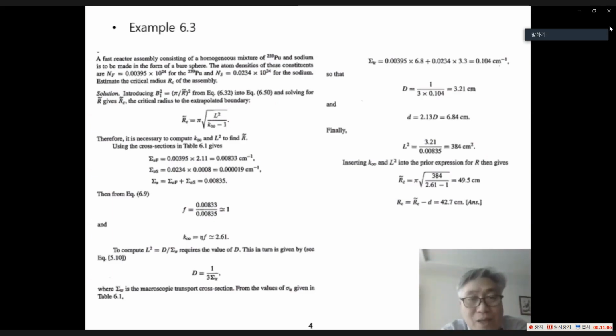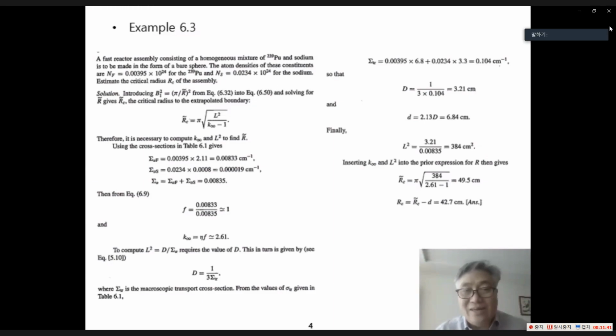But anyway, for the critical equation, this is a spherical reactor. So that means the buckling is pi divided by r squared. So you can substitute into that equation and rearrange the equation with respect to RC. Then you can get this expression. Now you solve the right hand side and you get RC. That's it.